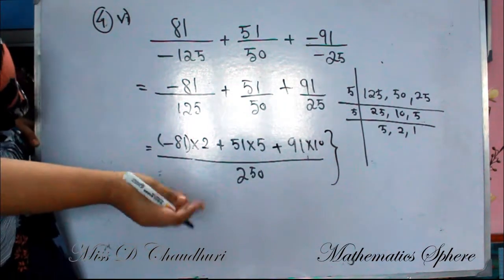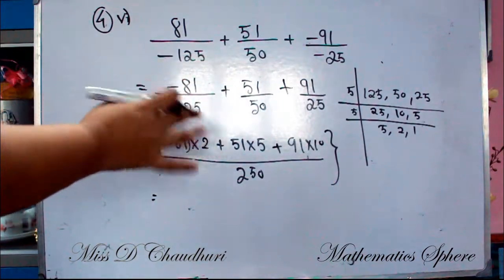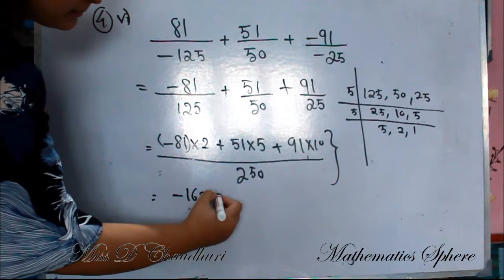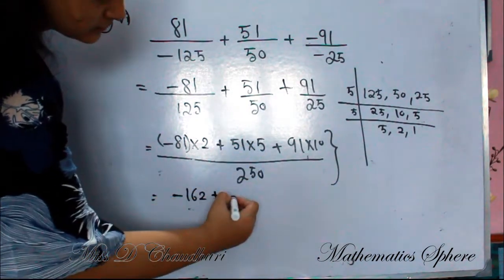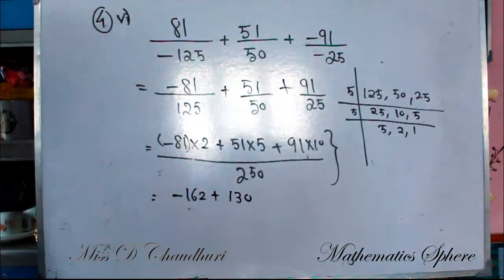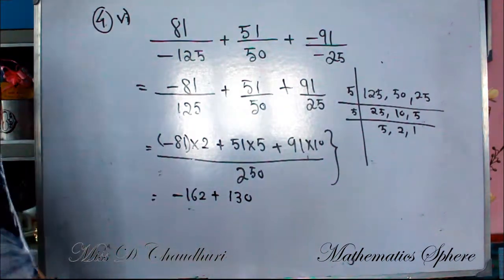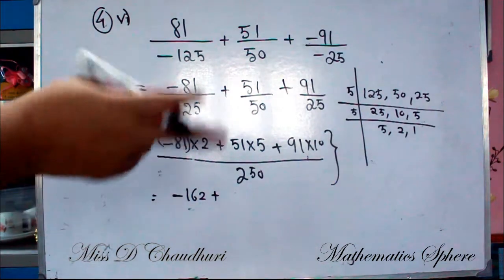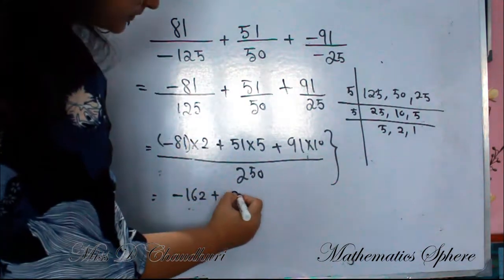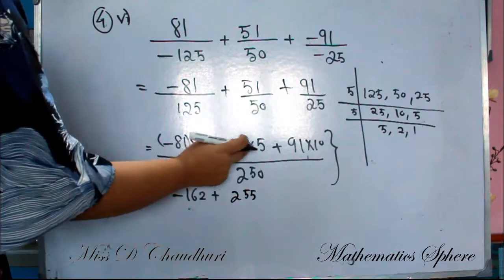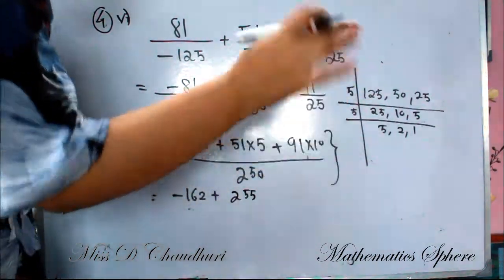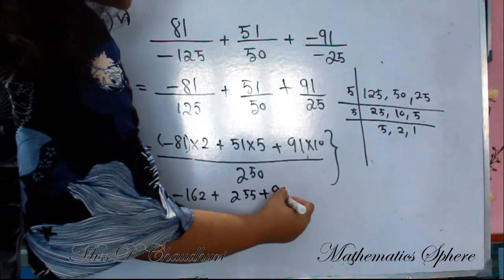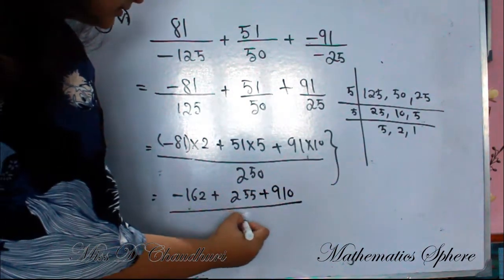Now, but try to write because these are negative positives, their combination. So this one is ultimately minus 162 plus this one is 130. Okay, and very sorry, this one is not 130, this one will be 5 5s are 25, means this is 255. Means 50 into 5 is 250 and another 5 will be added, so 255 plus this one will be 910 whole divided by 250.